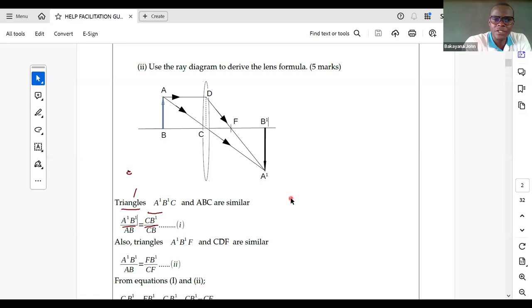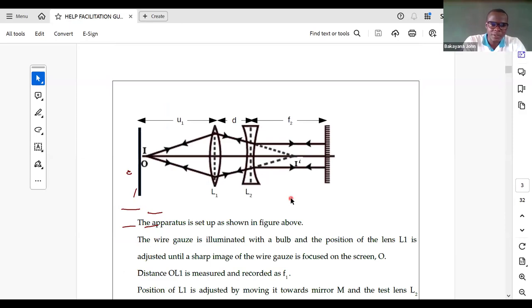Okay, CF is from the center up to the focal length.